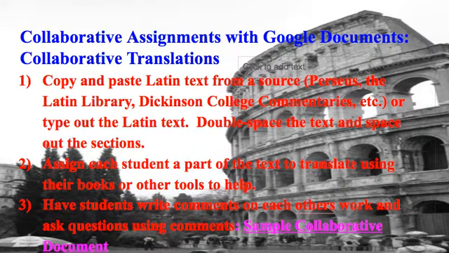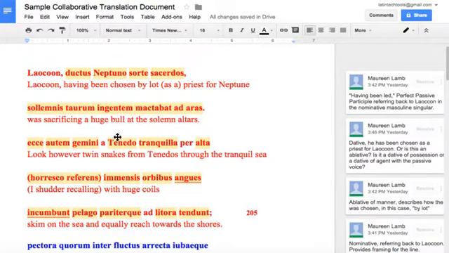Then I have students write comments on each other's work, so other sections that they didn't translate, and they can ask questions also using comments on other people's translations. So here is a sample document. I have posted the lines in Latin from the Aeneid. I have bolded the lines. I've given them different colors and split it up into sections.